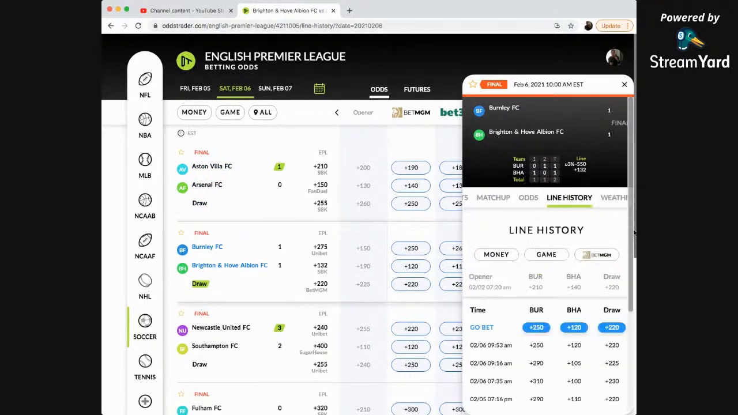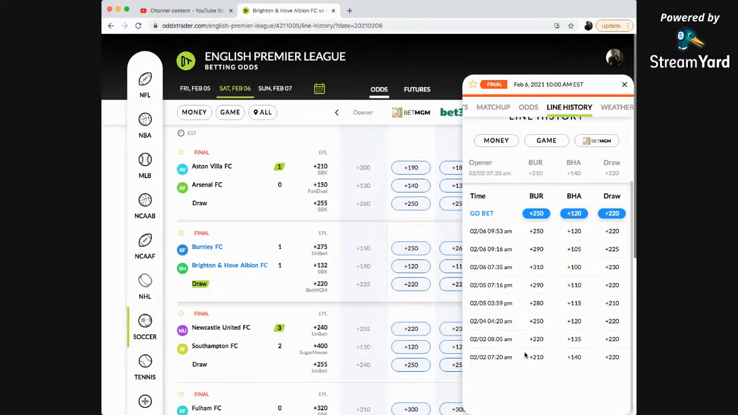Got a line history here. Scroll down. All right. So this line starts at 210, moves up to 250. So that would be a no play on the home team. The away team, however, moves from 140 to 120. So this is the type of line movement that we would play.